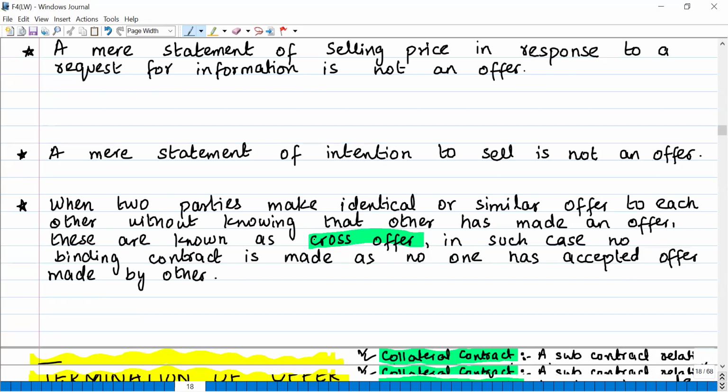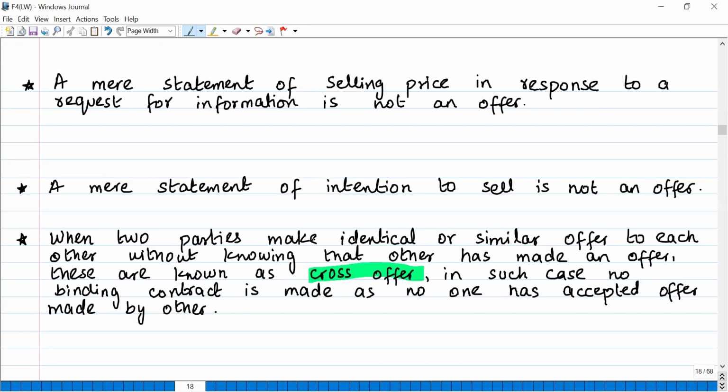When two parties make identical or similar offers to each other without knowing that the other has made an offer, these are known as cross offers. In such a case, no binding contract is made, as no one has accepted the offer made by the other. Cross offer means that, for example, if you live in some other city and I make an offer to you that I want to purchase your phone for 1,000 pounds, and you also make an offer to me that you want to sell your phone to me for 1,000 pounds, we have made identical offers and we don't know about it. Such offers are known as cross offers.